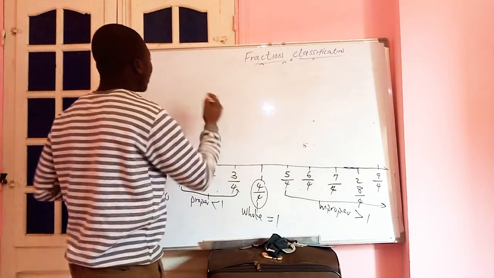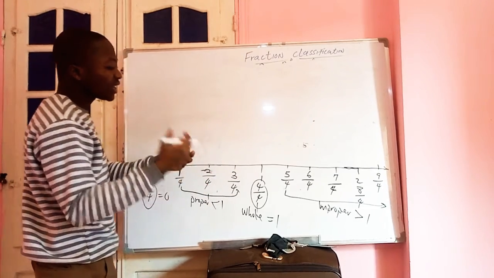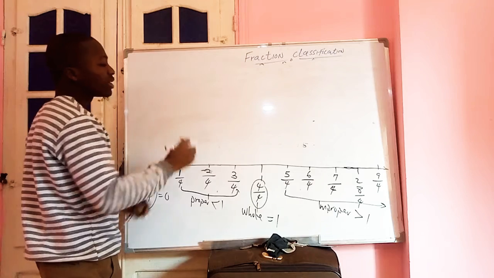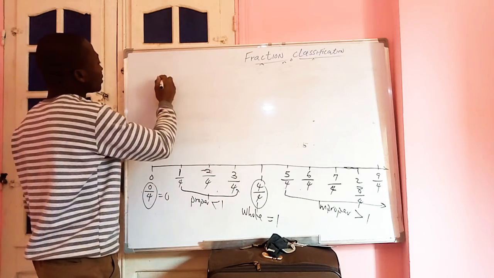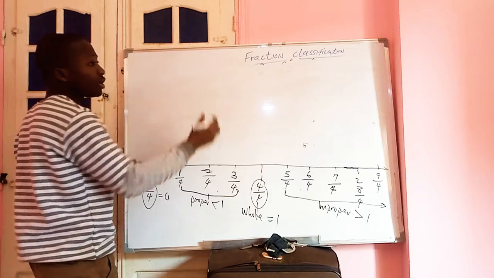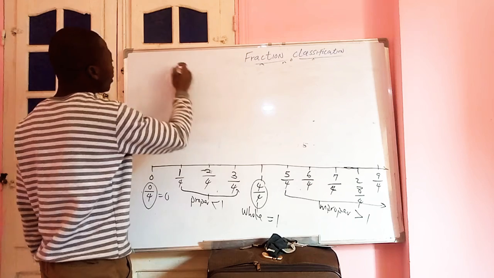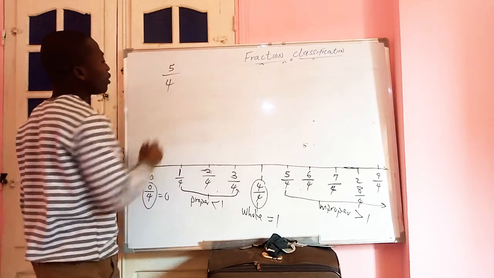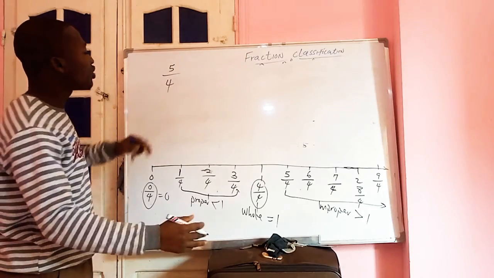the improper fraction. All the improper fractions have a whole hiding behind them. So we can change the improper fraction into a mixed number. The mixed number is a mix of a whole with a proper fraction. Let's say we have 5/4. We can change this 5/4 to a mixed number.